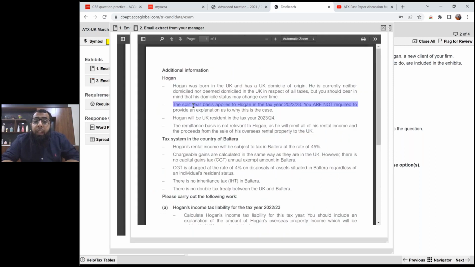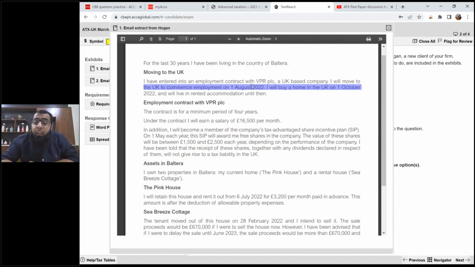So if you read it here, the split year basis applied to Hogan in the tax year 22-23. You are not required, read it carefully, you are not required to provide an explanation as to why this is the case. You just need to understand that he will become resident through split year in 22-23, which means that he will become resident from 1st August 2022 when he got the employment.